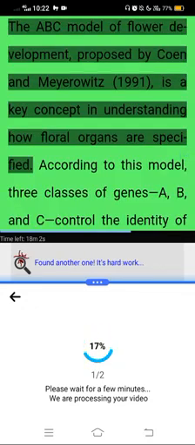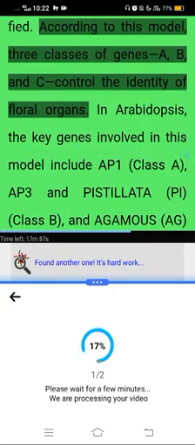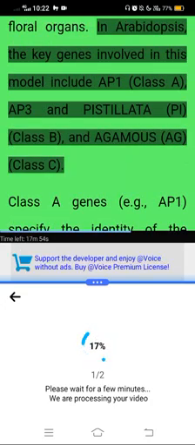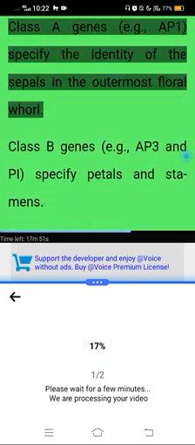2. The ABC model of flower development. The ABC model of flower development, proposed by Coen and Meyerowitz, 1991, is a key concept in understanding how floral organs are specified. According to this model, 3 classes of genes, A, B, and C, control the identity of floral organs. In Arabidopsis, the key genes involved in this model include AP1, class A, AP3 and PISTILLATA, PI, class B, and AGAMOUS, AG, class C.